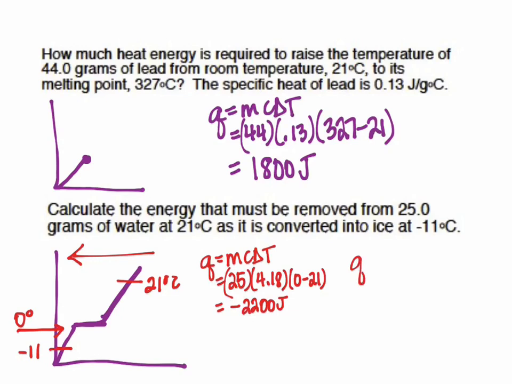So Q equals, the mass is still 25. And if you go to our graph, or our page before, what is the heat of fusion for water? Is it 335? I think it's 335.